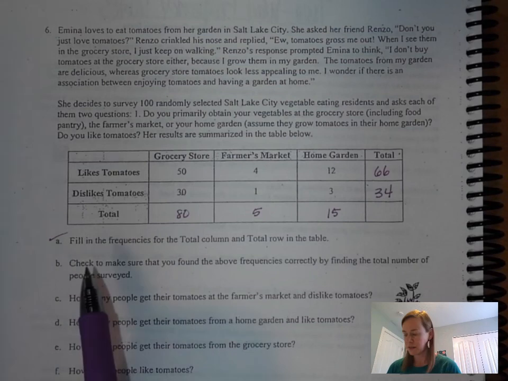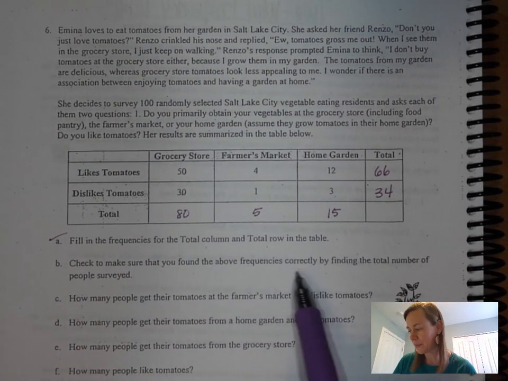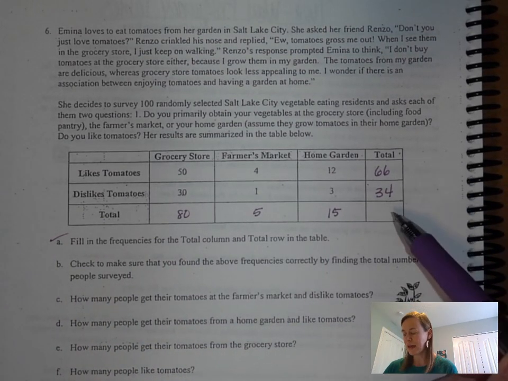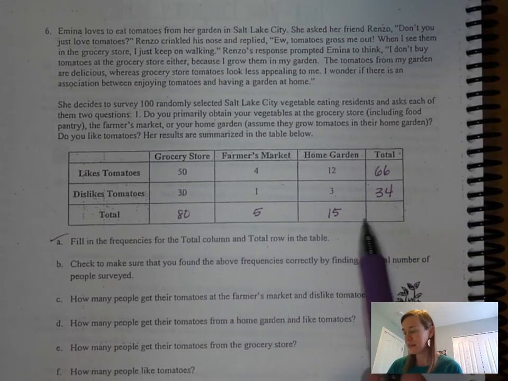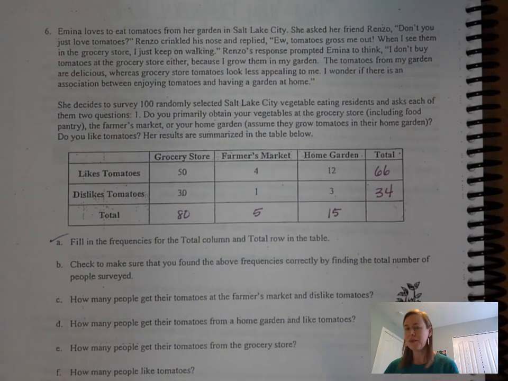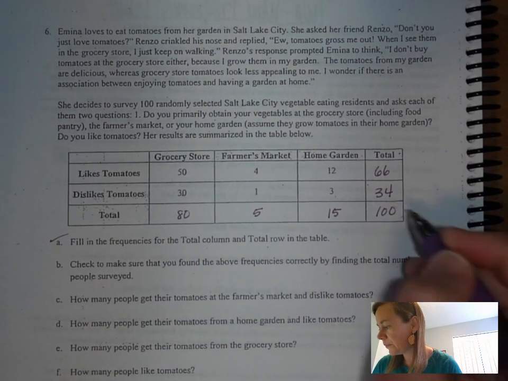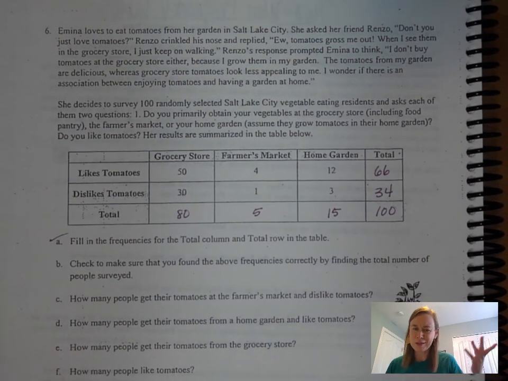Check. Now part B, check to make sure that you found the above frequencies correctly by finding the total number of people surveyed. Okay, so this is really helpful, and it's actually kind of cool. These two numbers will add up to be some number right here, and these three numbers here will add up to be the same number here. So basically you can add up this row and this column, and they should be the same number. It should be the total number of people surveyed. So 66 plus 34, that's 100. 80 plus 5 is 85, plus 15. Okay, that's 100. Looks like we did it right.